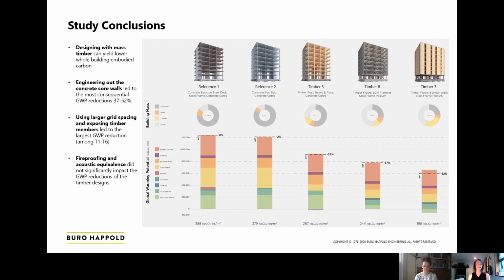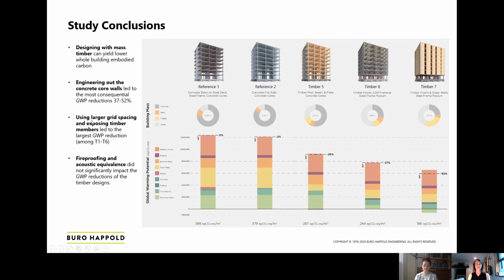So in conclusion, designing with mass timber generally yields lower embodied carbon overall compared to our reference cases in this study. Engineering out the concrete core walls really led to the most significant reductions observed in this study. And you can see that visually in this expression of mass here. You can see where the concrete quantity of the total building mass really drops almost by half just by engineering out those concrete core walls, which is really kind of lovely to see.